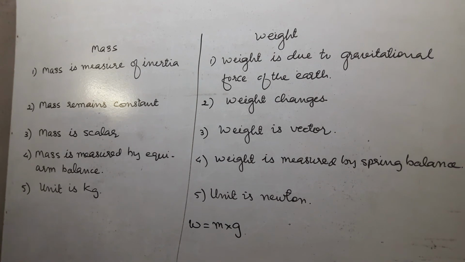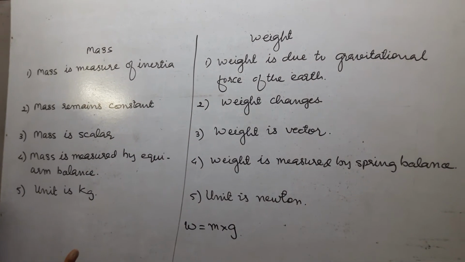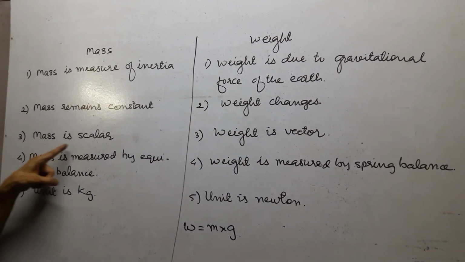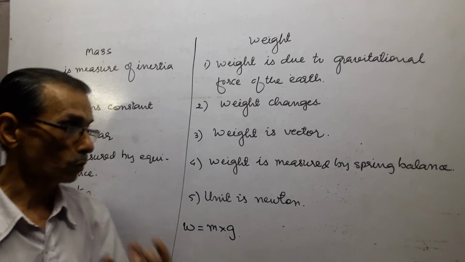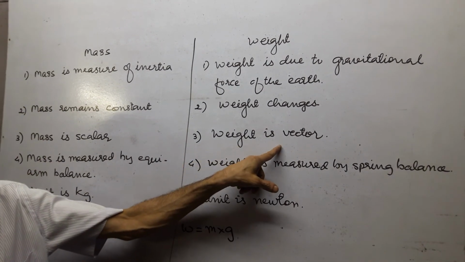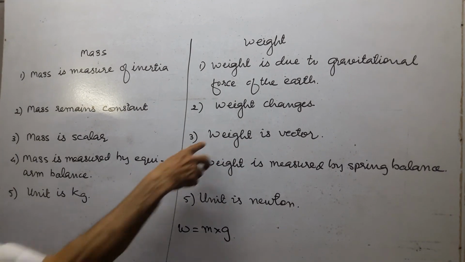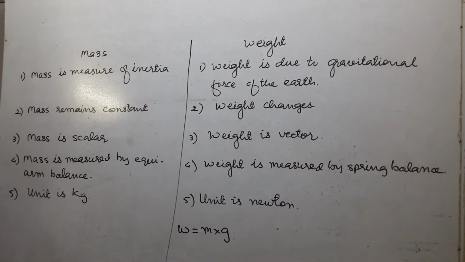Even on the Earth's surface it changes. As you take it away from the Earth, it decreases. As you take it inside the Earth, it also decreases. So weight changes. Mass is a scalar because mass has no direction; the body has matter, but no direction. But weight has a direction, which is downward, towards the center of the Earth. That is why weight is a vector.